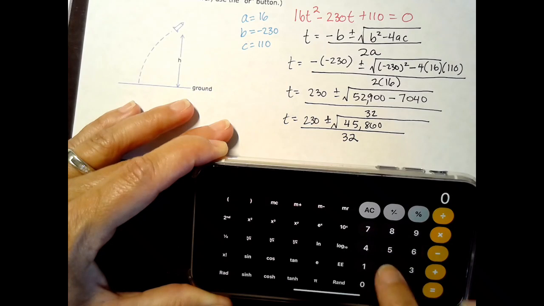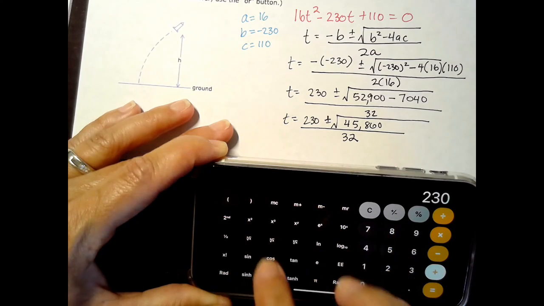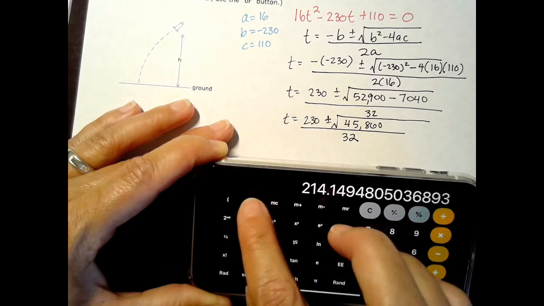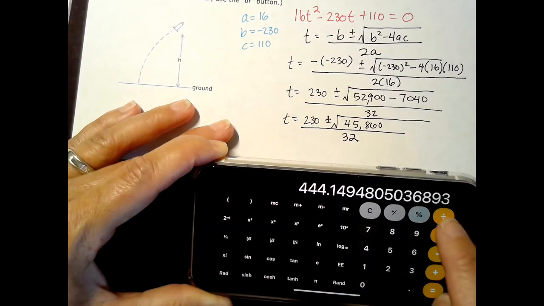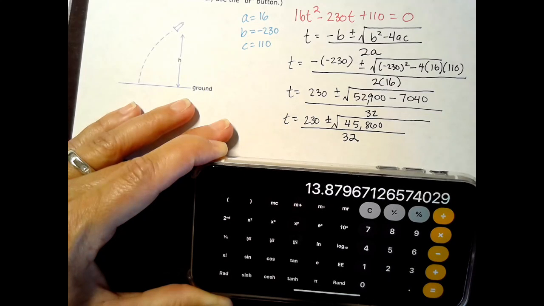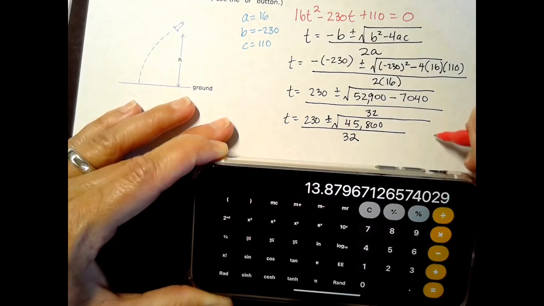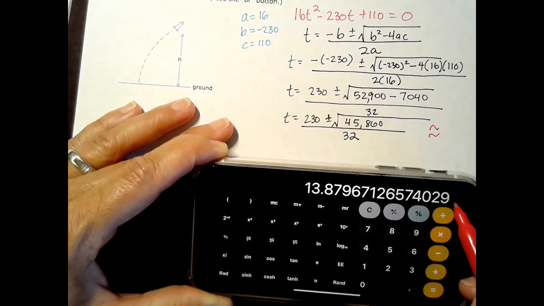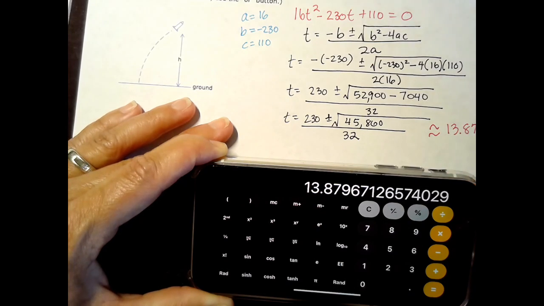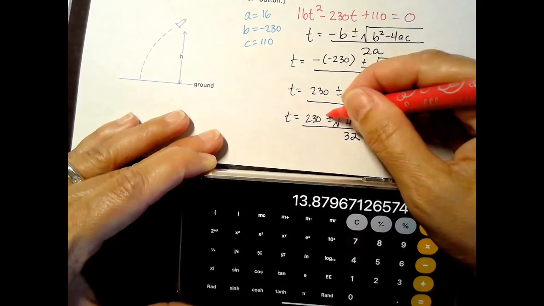We'll do parentheses. 230 plus the square root of 45,860, divided by 32, and I get 13. So approximately, because you see this decimal is going to keep going on, so we say approximately 13.8796712. Let's say that. Okay, so that was the plus side.